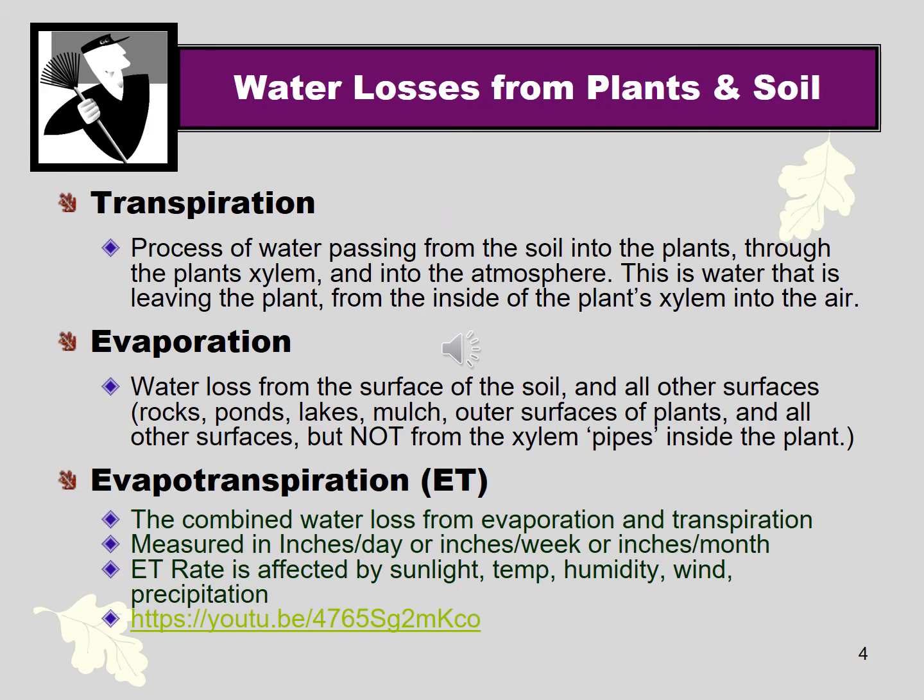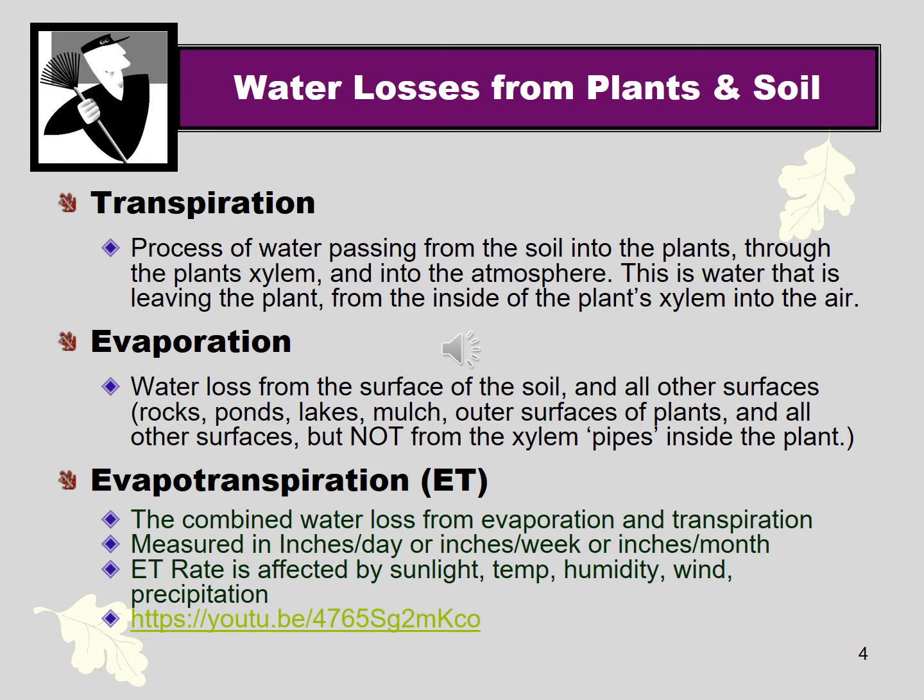Okay, how is water lost from your landscape? Through two processes. Transpiration, that's water that's being evaporated out of the leaves from the inside of the plant in the xylem, the tubes that carry the water from the roots to the leaves, from the inside into the atmosphere. So transpiration is the loss of water from the inside of the plant into the atmosphere.